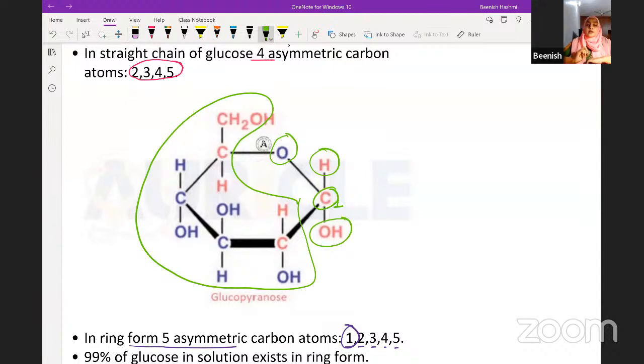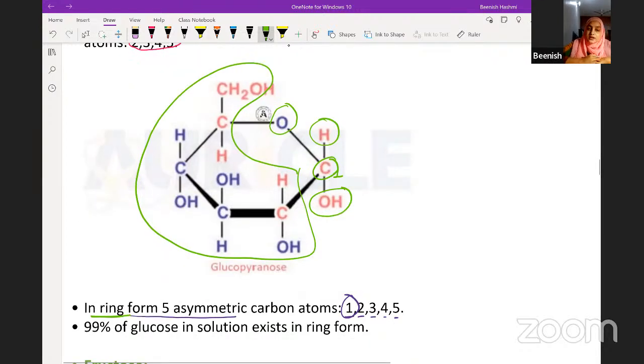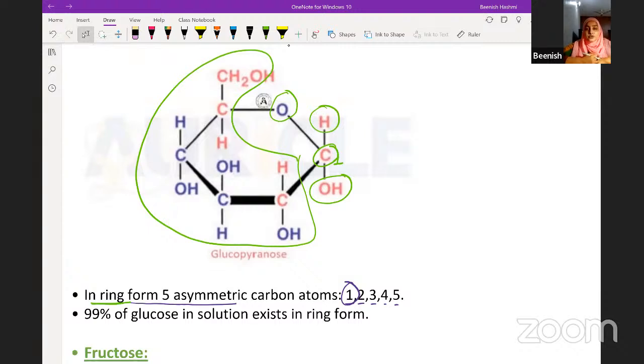So your carbon 1 is a chiral carbon in ring form, okay, in ring form and not in open chain form. 99% of glucose exists in ring form. We all know that glucose in solution exists in ring form. Now, let's go on to fructose.